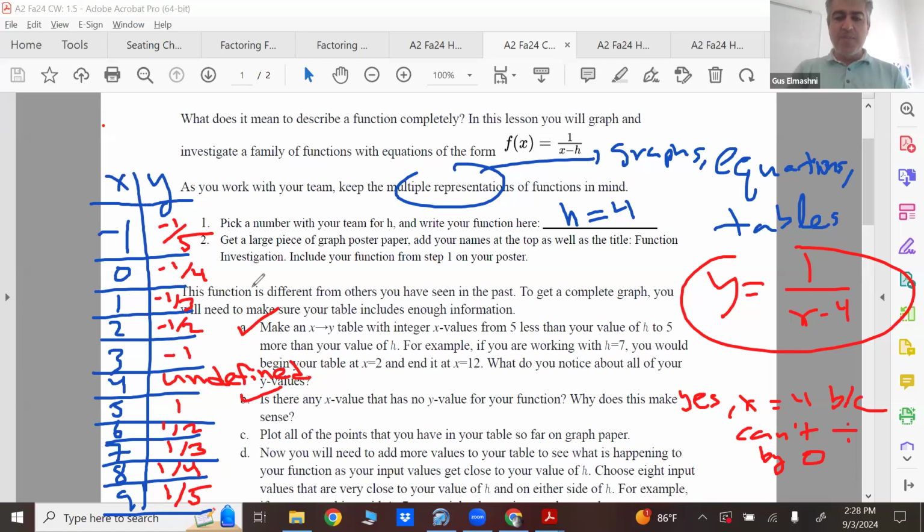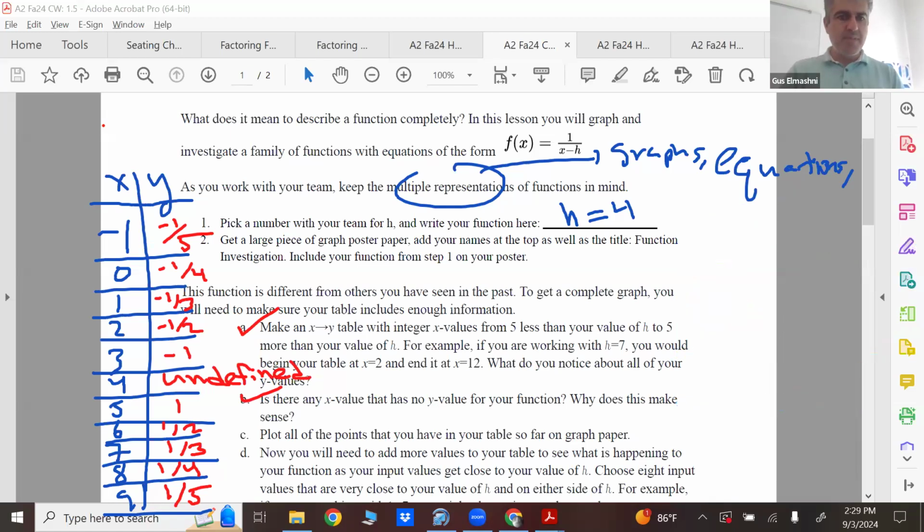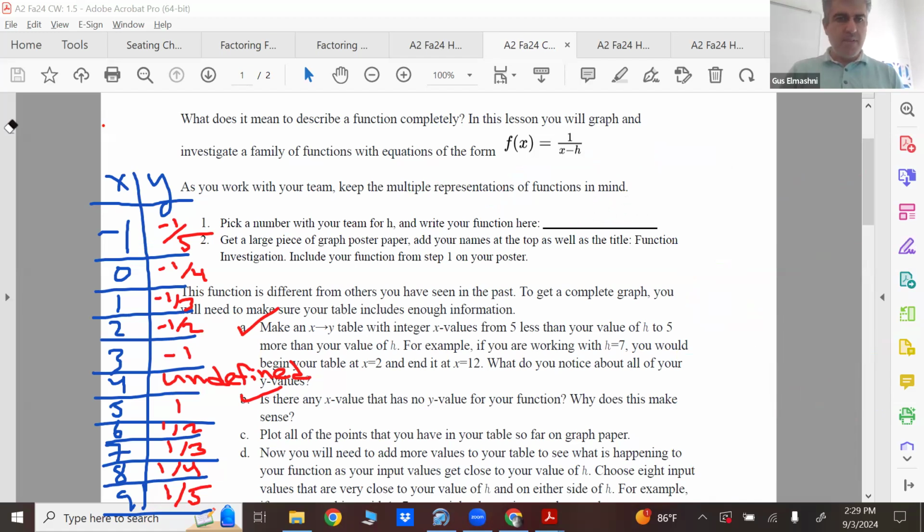Okay, now part C. Plot these points. I'm not going to graph here, I'll just do it off to the side because I don't have terribly much space. You guys have to squeeze in somewhere. So let's go black. 1, 2, 3, 4, 5, 6, 7, 8, 9. And -1.